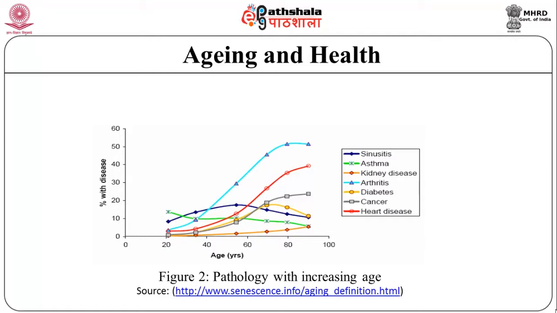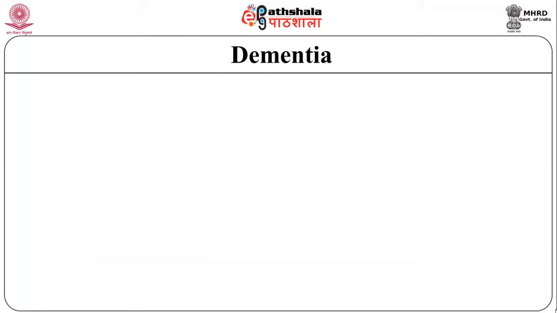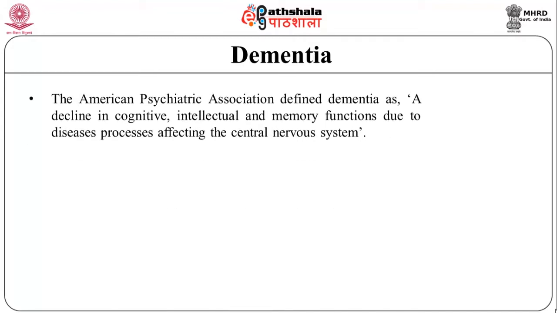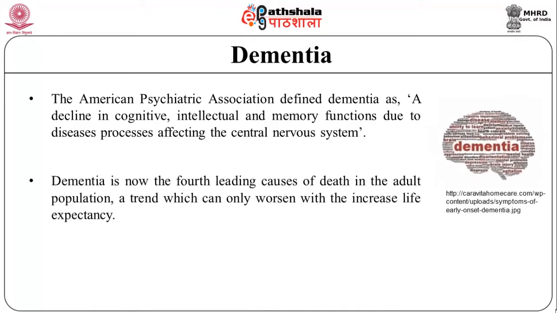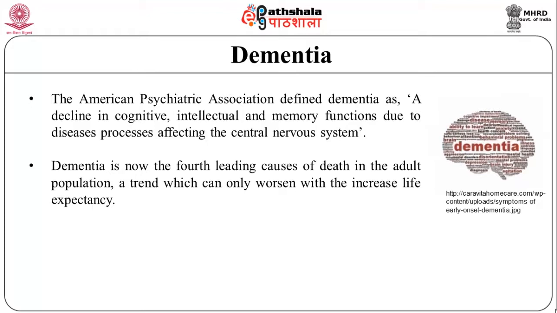Now let's study some of the diseases associated with aging. For example, number one is dementia. The American Psychiatric Association defined dementia as a decline in cognitive, intellectual, and memory function due to disease processes affecting the central nervous system. Dementia is now the fourth leading cause of death in the adult population, a trend which can only worsen with the increase in life expectancy.